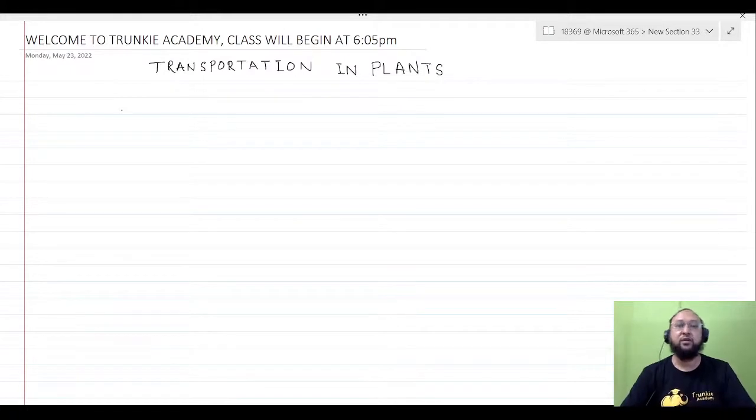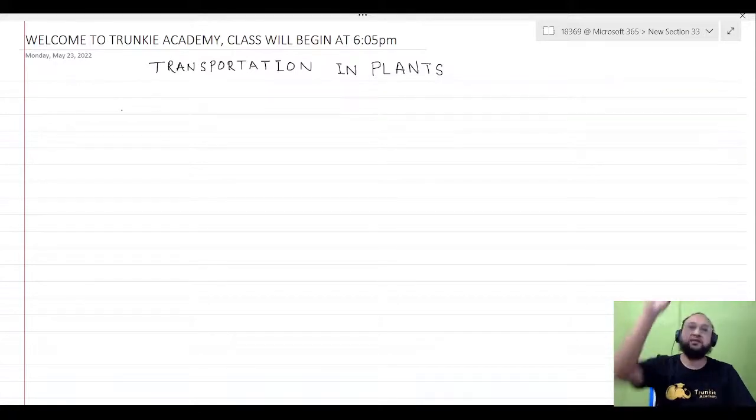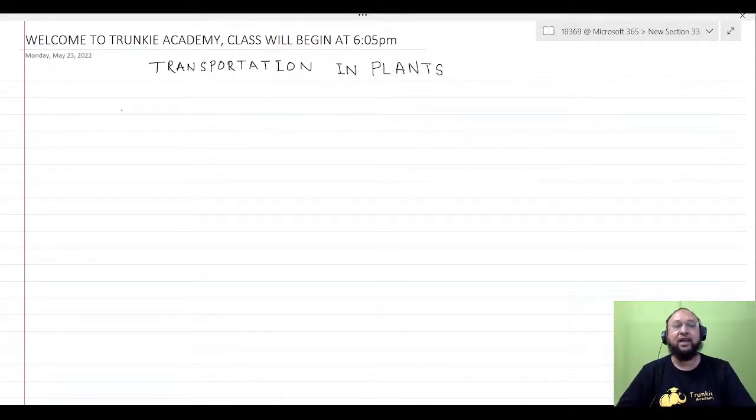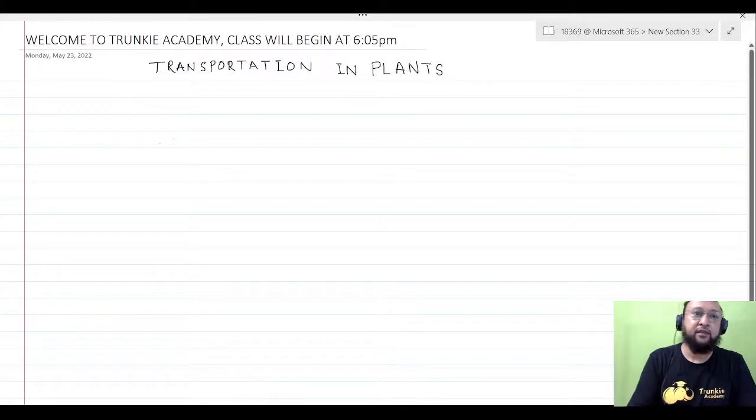Now in case of plants, the water, which is very, very important and essential for normal functioning, growth and development of the plant body, is absorbed from the soil with the help of roots. After it is absorbed, it goes to different parts of the plant body, and this is achieved by the xylem tissue, which is called vascular tissue. Now the definition will start.